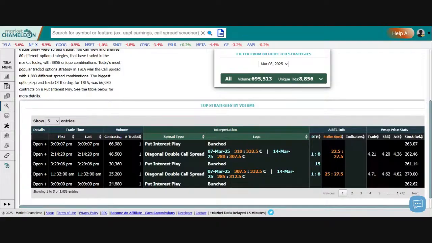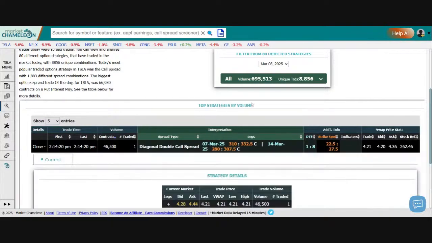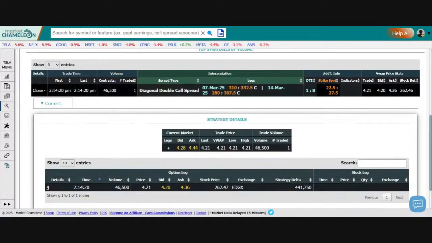So let's just take a look to see if we have additional evidence to suggest that. We could click on this open. So you could see here, this is when it traded, and it traded one time yesterday. And if we click this open, we get further details regarding this spread.